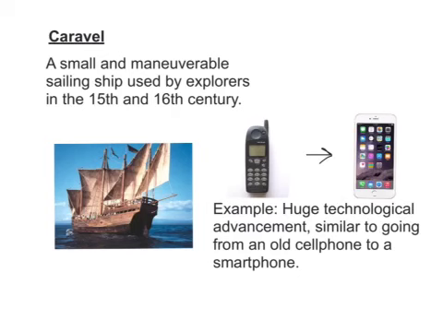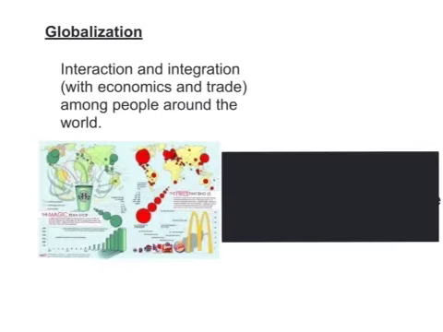This technological advancement is similar to going from an old cell phone to a new smartphone. Smartphones allow us to check our email, look at social media, even take pictures, things that old cell phones weren't capable of doing. The next key term for our unit is globalization.